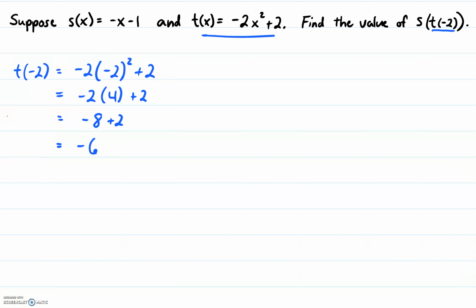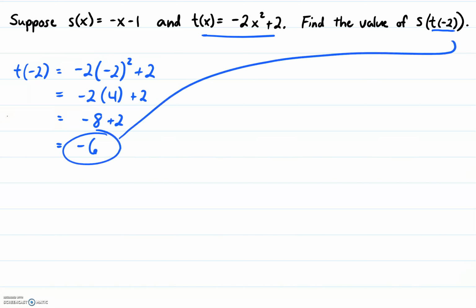And so what we're going to do is take that value right there and put it in the place of t of negative 2 in our composed function that we're looking for. So now, instead of s of t of negative 2, what we're really looking for is s of negative 6, because that's equal to t of negative 2. And so now all we have to do is find s of negative 6, and that's found by plugging negative 6 into the place of x here in the s function.